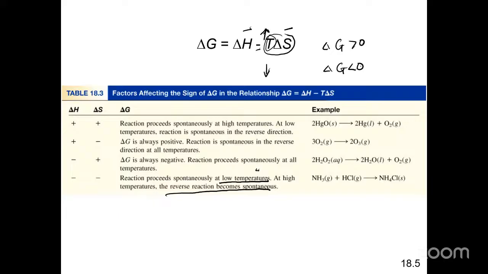So basically, as you can see, whether or not a reaction is spontaneous is not only a function of delta H and delta S, but also a function of temperature in certain situations, especially if delta H and delta S are of the same sign, all right? So that's what happens in this case. Okay.